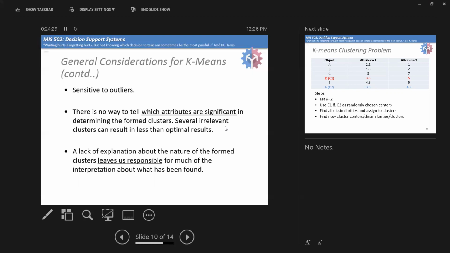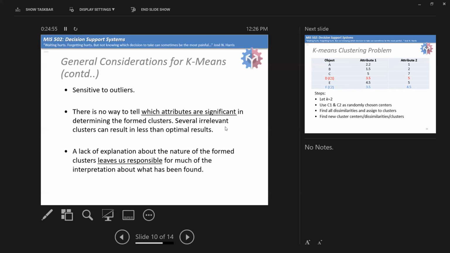Okay. So any question? There's no way to tell which attributes are significant in determining the found clusters. I already mentioned that: which attributes are more important or less important, or if I want one attribute to be more important, how to deal with it? We'll look at that after a few weeks, 3, 4, 5 weeks.